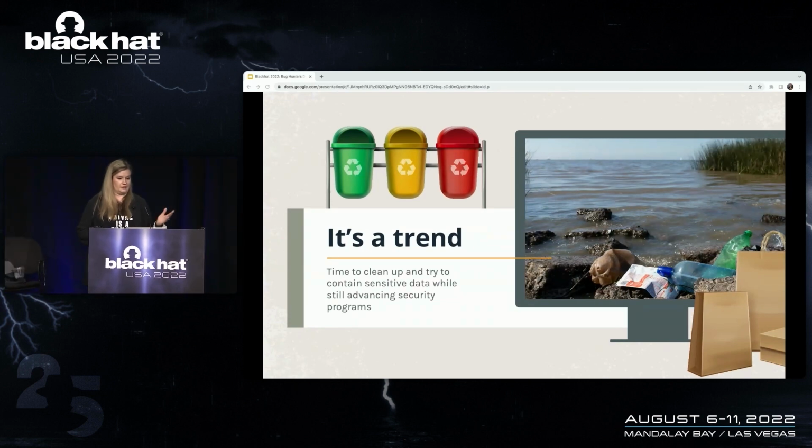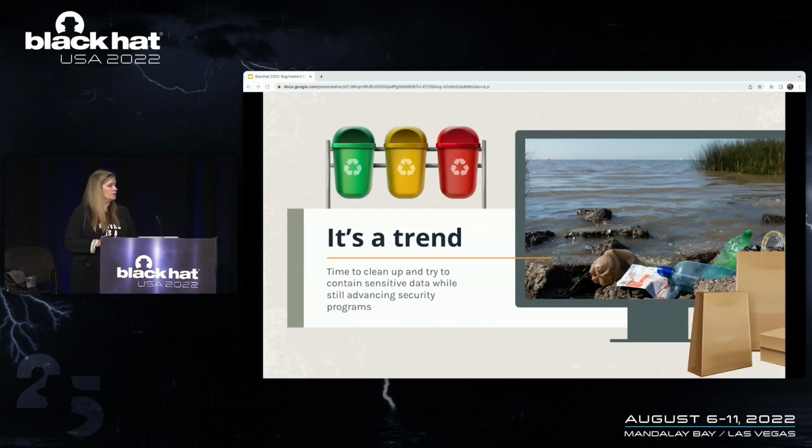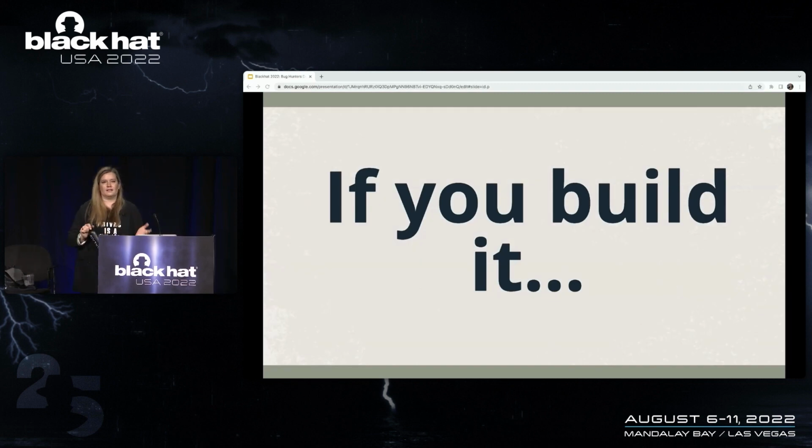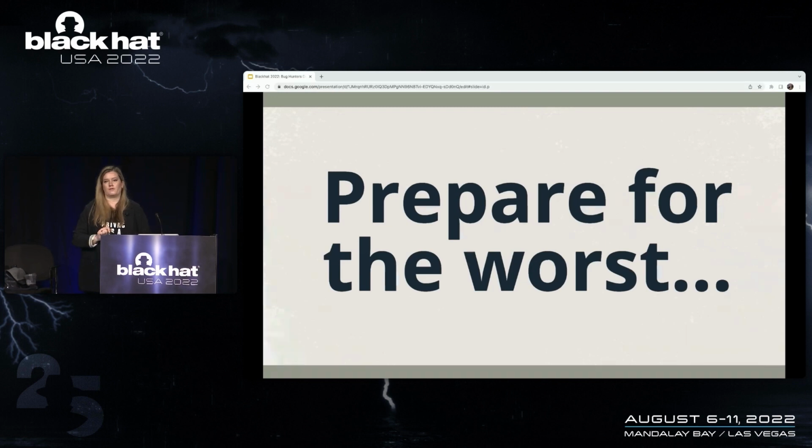So we can tell it's a trend. So let's try to clean up some of it. Let's take some of that toxic waste to make it a little bit less toxic. So let's start with the bug bounty program. If you build it, you have to prepare for the worst.